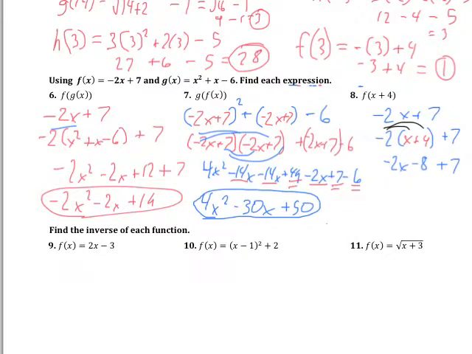Notice that I did not distribute the negative 2 all the way over to the 7 because the 7 was not in parentheses. And finishing this up, we have a couple like terms. That negative 8 plus 7 makes a minus 1. And that is the end of that problem.